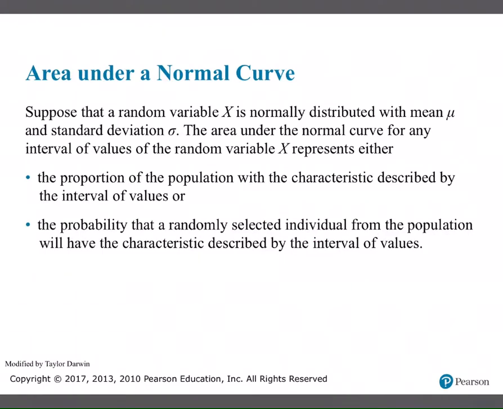So suppose that a random variable x is normally distributed with mean mu and standard deviation sigma. So remember those are very important. The random variable is x, mean is mu, standard deviation is sigma. The area under the normal curve for any interval of values of the random variable x represents either the proportion of the population with the characteristics described by the interval of values, or the probability that a randomly selected individual from a population will have characteristics described by the interval of values.